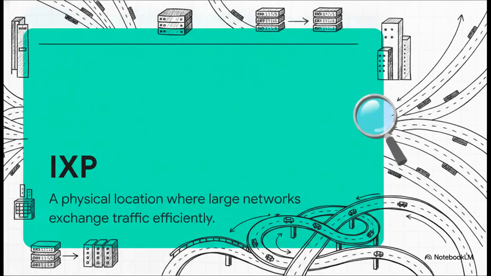Now, to prevent massive global traffic jams, the internet relies heavily on IXPs, or Internet Exchange Points. These are actual physical buildings where large networks come together to exchange their traffic. You can really think of them as massive, high-speed highway intersections. Imagine if every local network had to have a direct, individual wire connecting to every other network on Earth. It would be impossibly chaotic. Instead, they all just meet up at these IXPs to hand off data packets super efficiently.